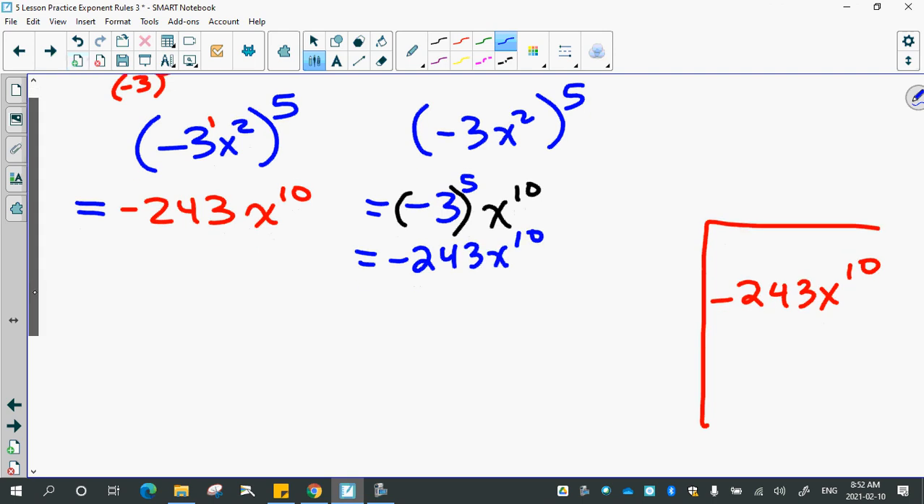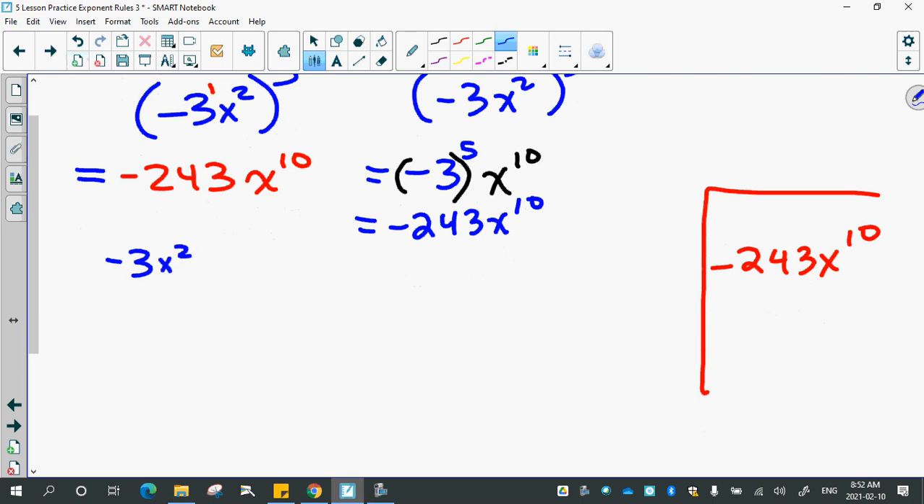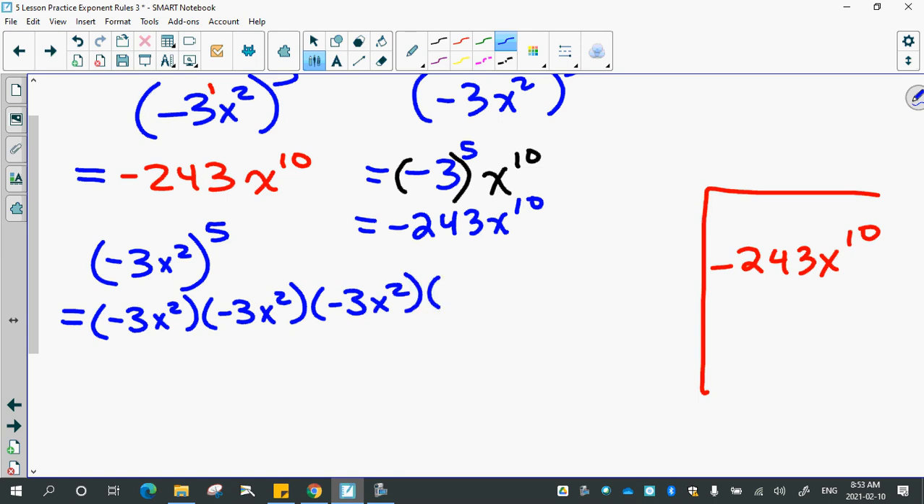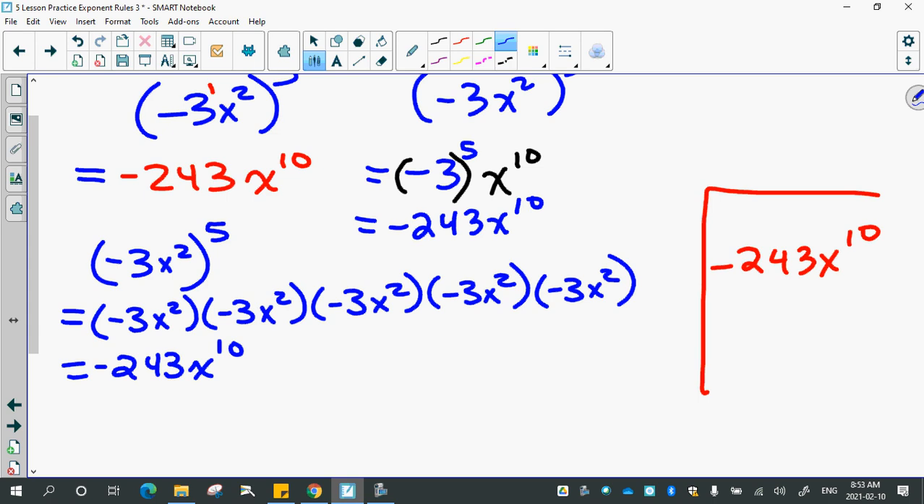And the third way to do it is to write it out 5 times. One, two, three, four, 5. And then multiply all your coefficients together, so get your calculator out and do negative 3 times negative 3 times negative 3 times negative 3 times negative 3. And then x to the 2, 4, 6, 8, 10. So there's 3 acceptable answers for me. All of them would be a thumbs up.